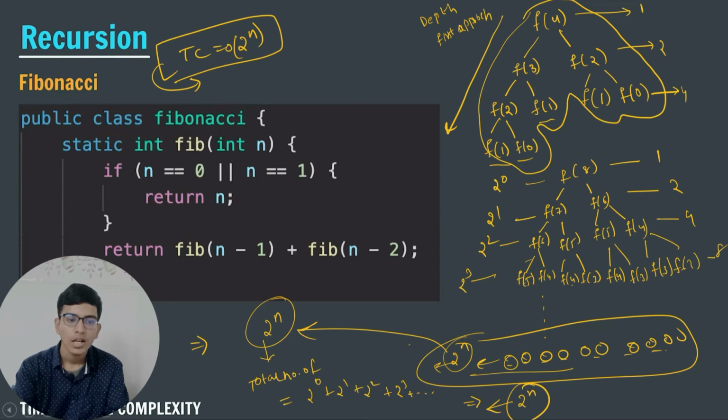So this is how the time complexity of the Fibonacci series is, that is big O of 2 to the power of n, that is exponential, and it is not a good time complexity.